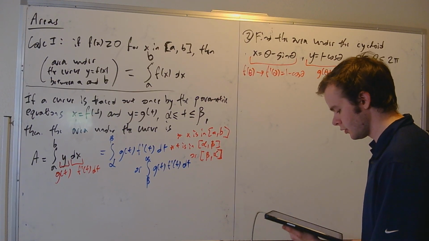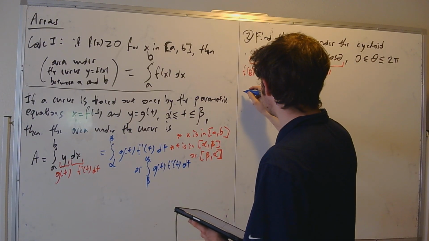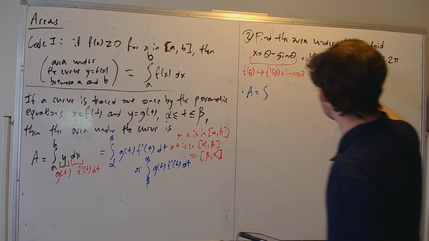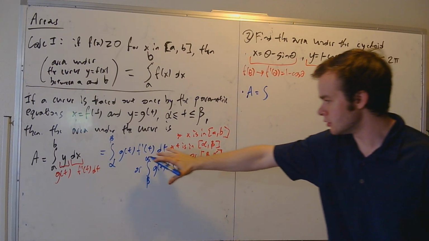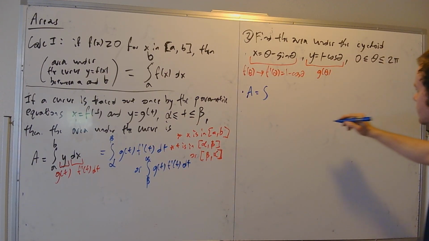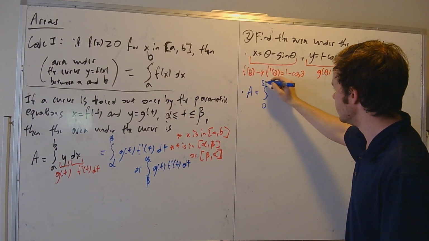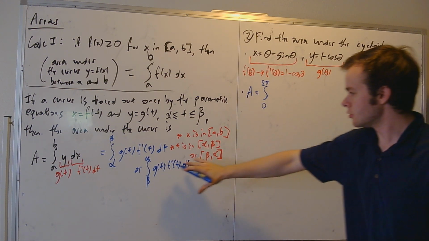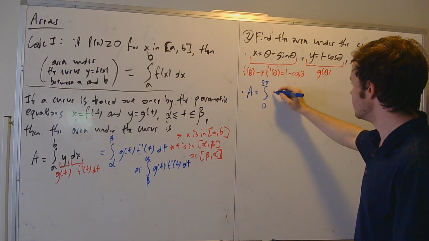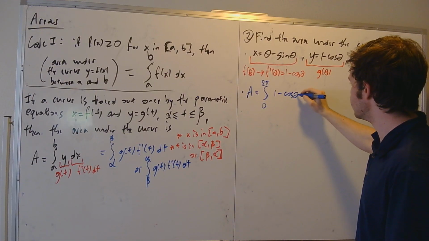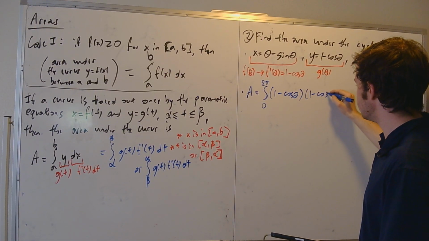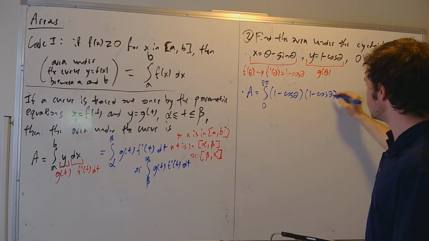Now, we just need to use our formula. To find the area, our area is going to be the integral from, so we look at what t is going between. We did the same thing here. So theta is going between 0 and 2 pi. And using our formula, it is g of theta, 1 minus cosine theta, times f prime of theta, which is 1 minus cosine theta, times d theta.